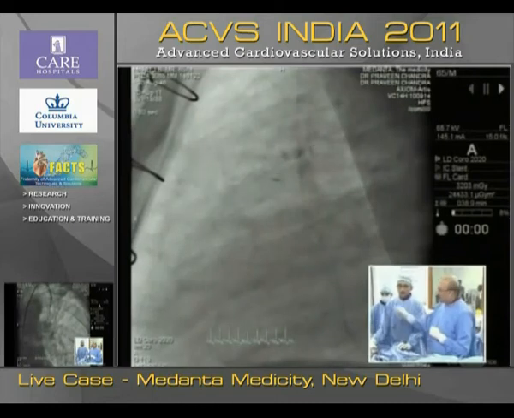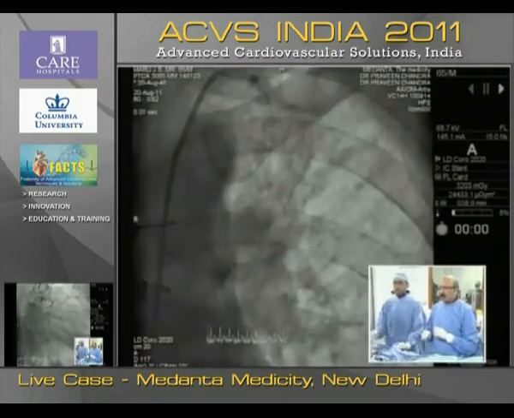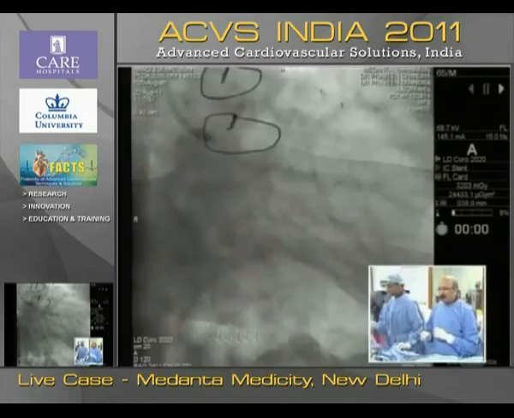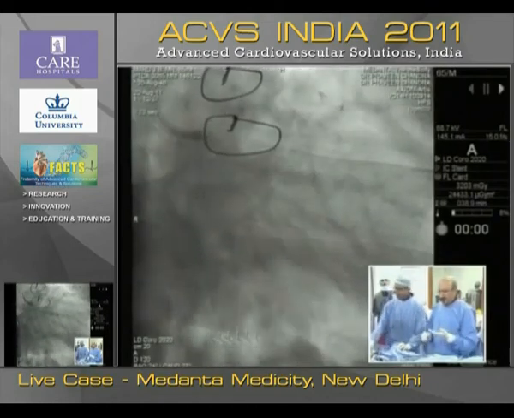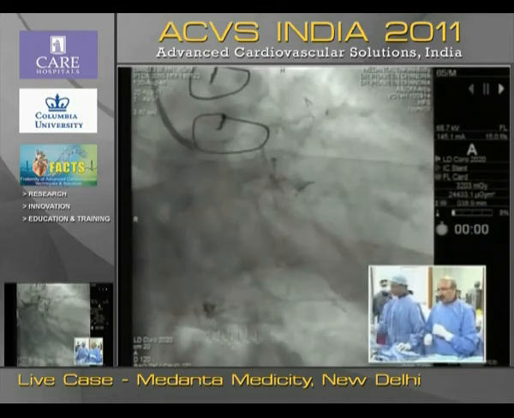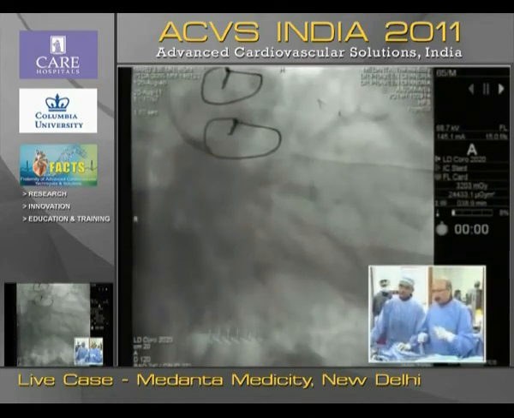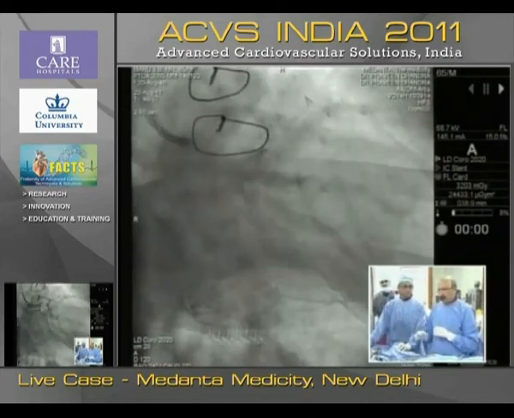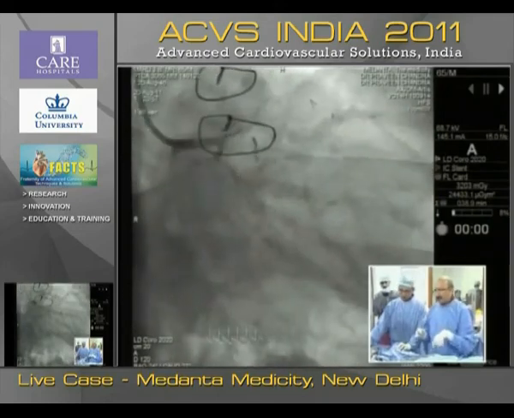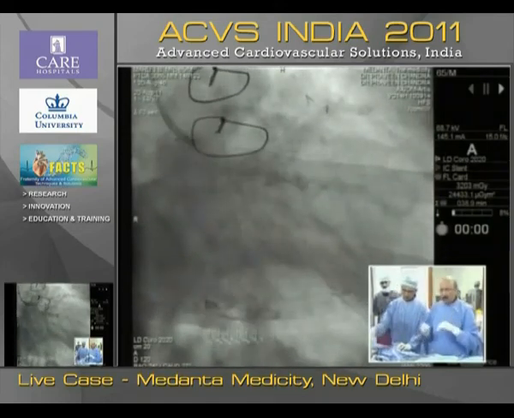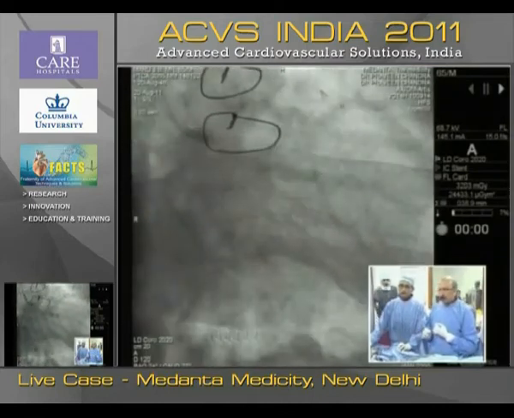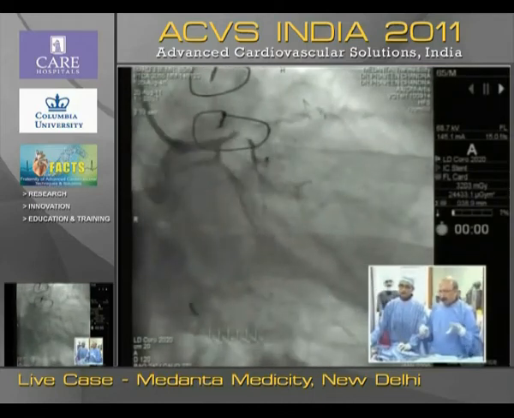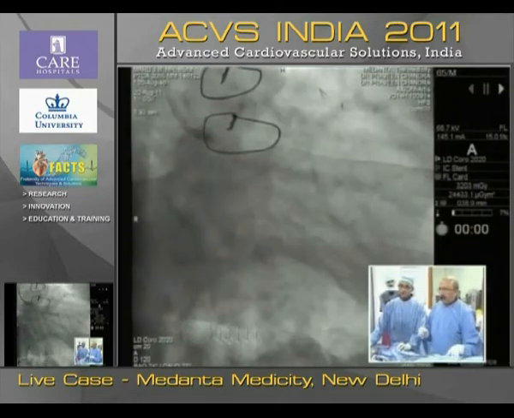So basically he said, okay, you first do the LIMA and then we will do the circumflex if required. So I told him, okay, while we are going to do the LIMA, we will try and open the circumflex if we can, although it is a very old occlusion, 1992. So we said, okay, in case we are going to do it at the same time, let us try and open up the circumflex if we can, otherwise we will do the LIMA.